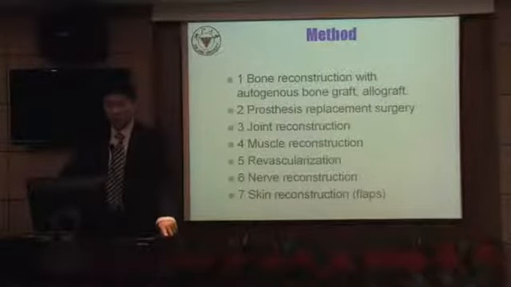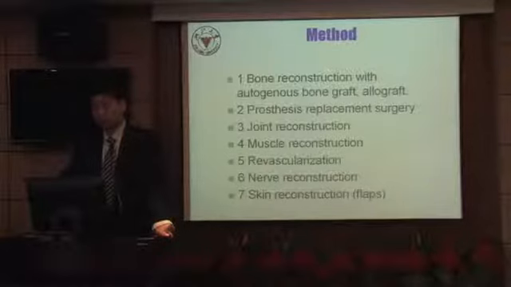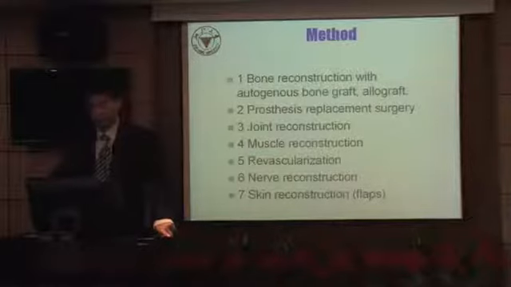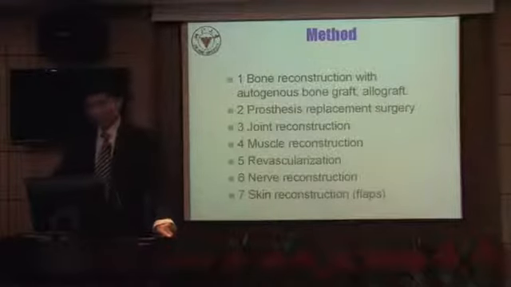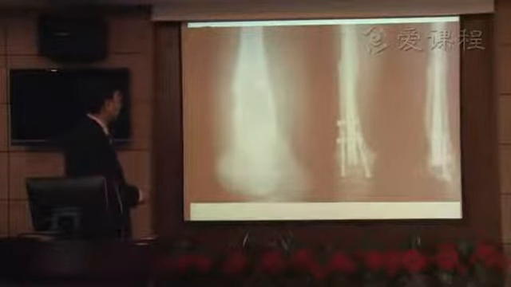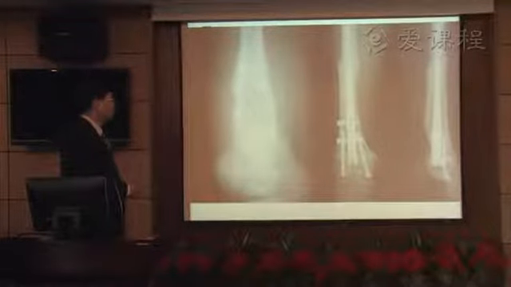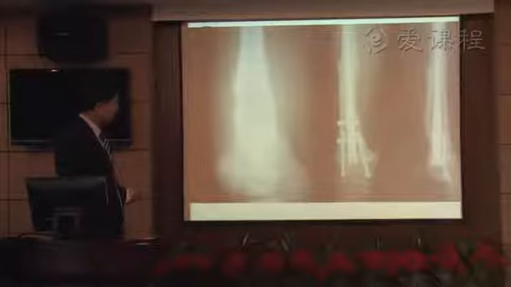And the fourth way is muscle reconstruction, and we have revascularization and nerve reconstruction and skin reconstruction. And that means we're doing flap surgeries. This patient has a tumor here in the distal part of the femur. We do the curettage of this bone and the bone grafting and use steel nails around here to make the bone stronger and hold it together.